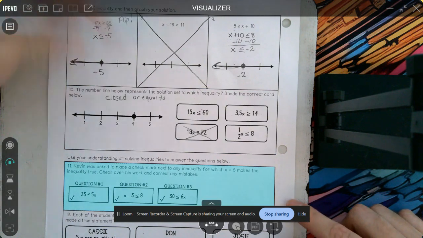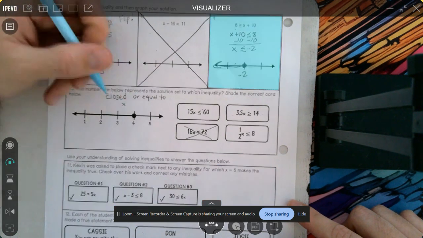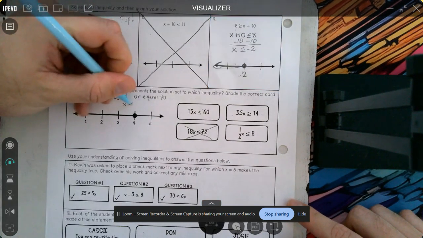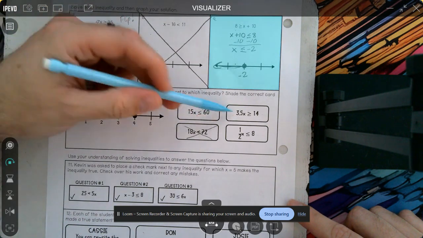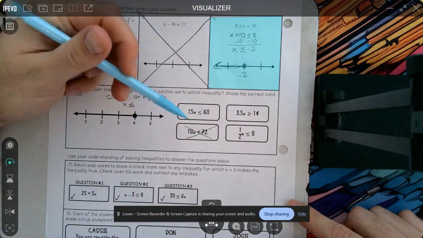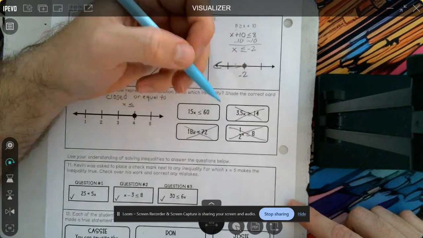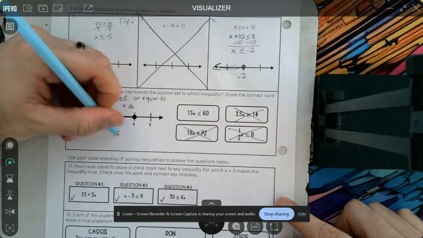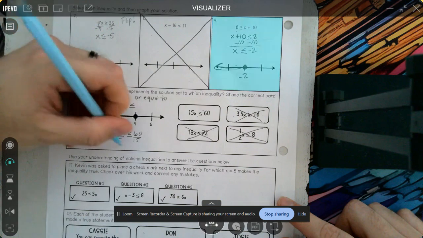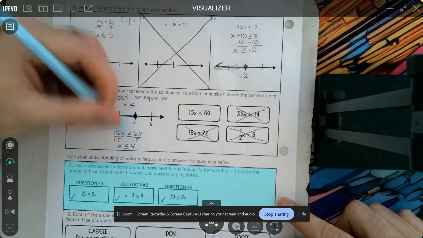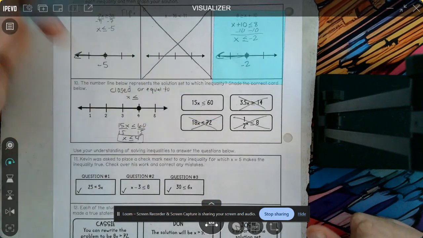So now let's check the other ones. It's pointing to the left. That means that it should be x is less than or equal to. So if I have an inequality that is not pointing to the left, then it can't be right. So this one can't be it, and this one can't be it. But let's check our answer. 15x is less than or equal to 60. Divide both sides by 15. You get x is less than or equal to 4. And that is correct. So that's how you can use your inequality skills to eliminate possible answers.